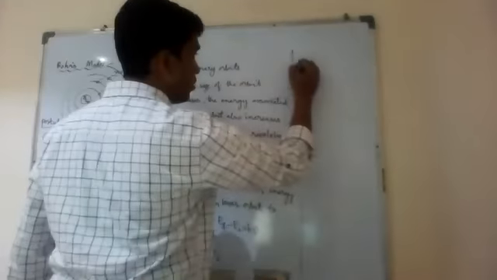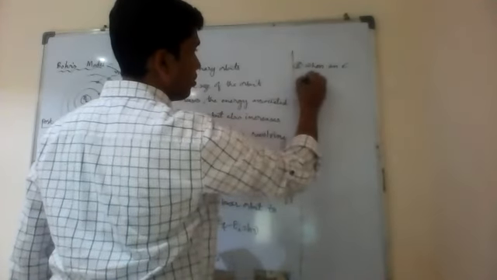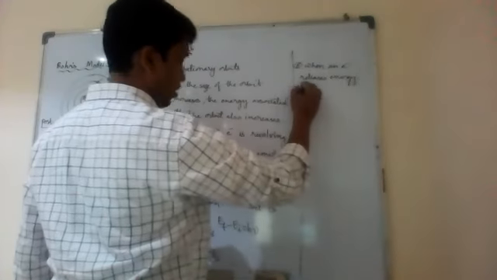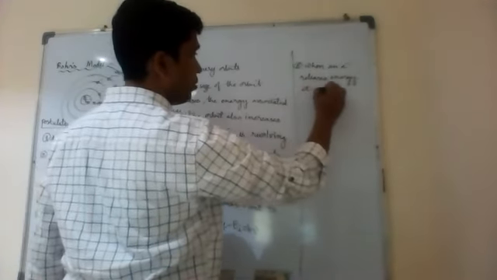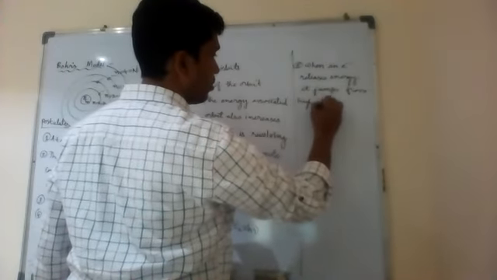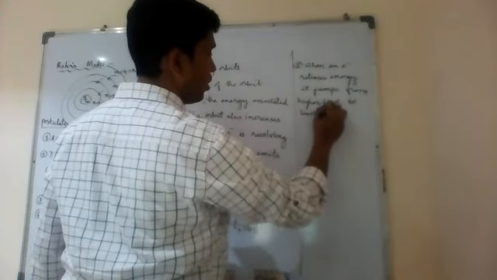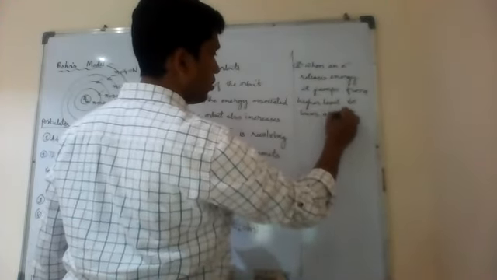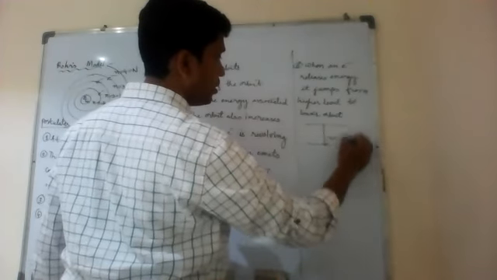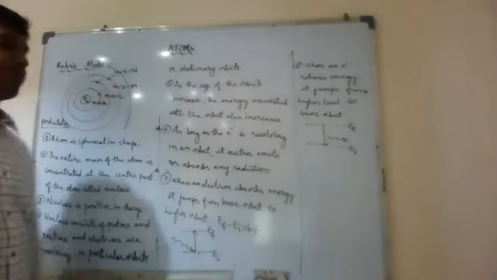So next one is what? When an electron releases energy, it jumps from a higher level to a lower level, higher orbit to lower orbit. Okay. So what will happen now? So this is EI and this is EF. Again the same formula, EF minus EI is equal to h nu.